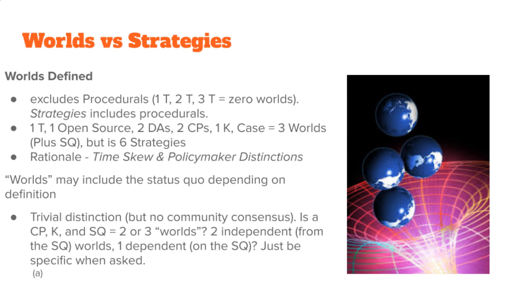Now, one tricky thing to note, and this always costs someone here or there, is that worlds may include the status quo depending upon your definition. In the above example, instead of 3 worlds, that could be 4 worlds including the status quo, because the status quo is technically a world. This is pretty much a trivial distinction. There's no 100% community consensus here on whether reading a K and a counterplan is 2 or 3 worlds.